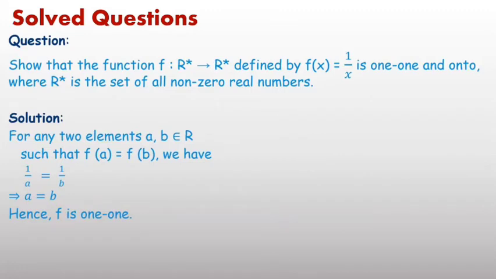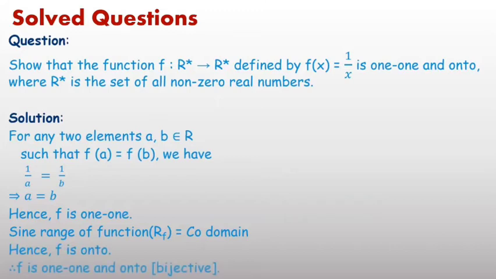Second, for onto, again the same process, find out the range of this function. Range of this function means possible values of f(x). Since f(x) is not defined at x equal to 0, and also we do not consider x equal to 0 because this function is for non-zero real numbers, the range of this function is equal to the codomain. Means it is an onto function. If it is onto, the function is bijective.